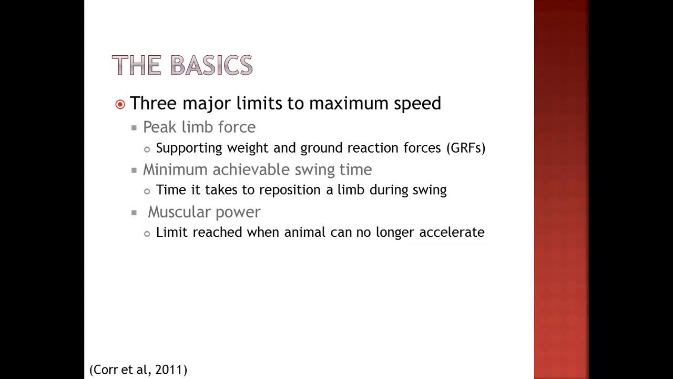It's already known that cheetahs and greyhounds have the ability to reduce that swing time because of the reduced mass in their limbs and also the fast glycolytic muscle fibers they possess. And the third limit that they looked at was the limit associated with muscular power, which is basically just the point where an animal can no longer accelerate because they're using all of their muscular power to maintain a constant speed, and that speed would theoretically be their top speed.